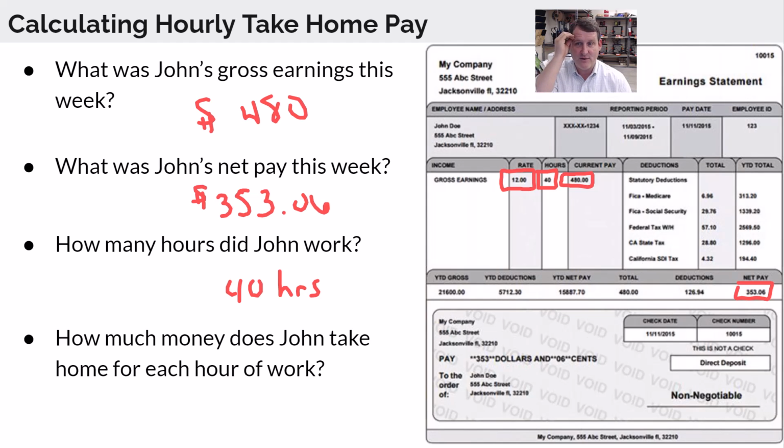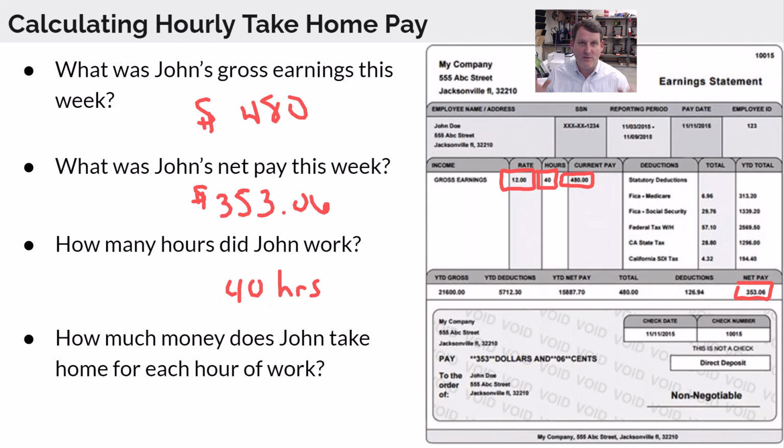So the first thing to think about is, what are we looking for and what's a reasonable answer? Well, we're wondering how much he takes home for each hour of work. We know he earns $12 an hour, but we know he's going to lose some money to deductions. So we expect our hourly rate of take-home pay to be a little bit less than the $12. How much less, we don't know, but less. All right, so then let's just try some stuff.